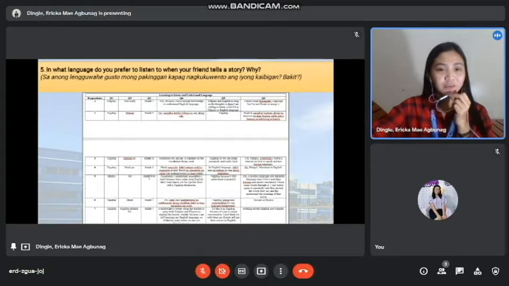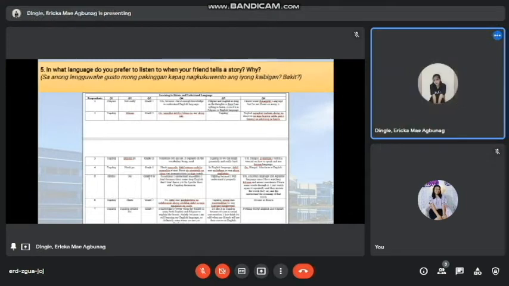In response to the fifth question, the question is, in what language do you prefer to listen to when your friend tells a story? Why? The result is 23 said they prefer listening to their friends tell stories in Tagalog because it is easier for them to understand. 5 said they prefer listening to Tagalog and English when their friends tell them stories. 1 said Bisaya. The majority prefer to listen to Tagalog because it is the language that the majority of people in our province understand.